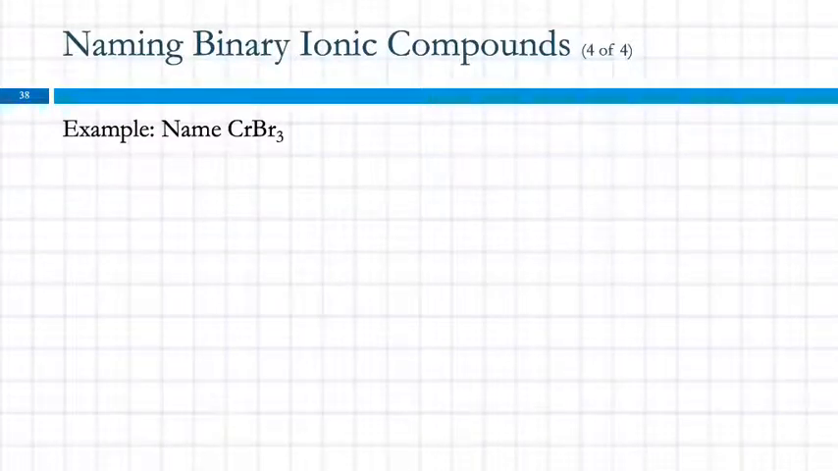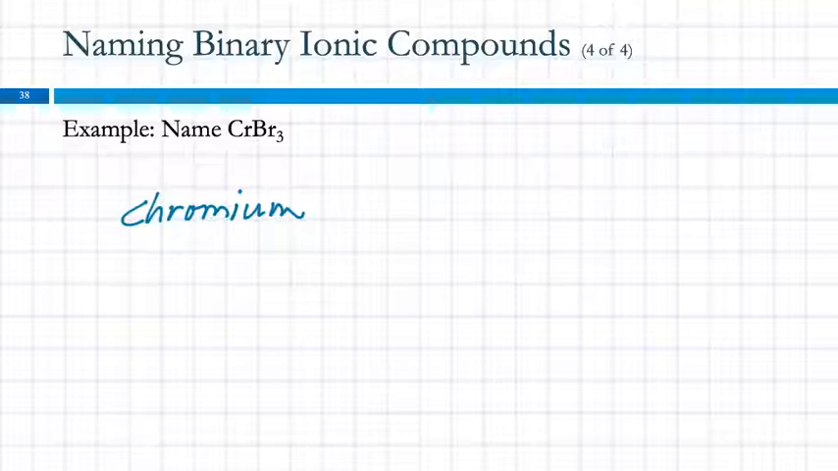So let's do this example. Name CrBr3. Well, the first element's a metal, and what's its name? This is chromium. Find it on the periodic table. Is it in group 1A, 2A, 3A, zinc, or silver? No. It needs a Roman numeral. So I'm going to put parentheses here. I don't know off the top of my head what it is, but I'm going to put the parentheses there, and I'm going to fill that in later. Br.